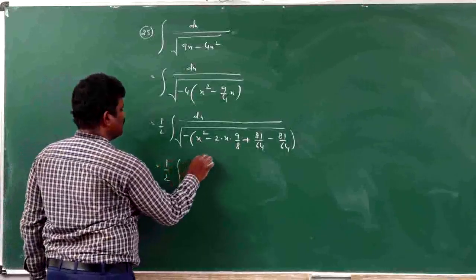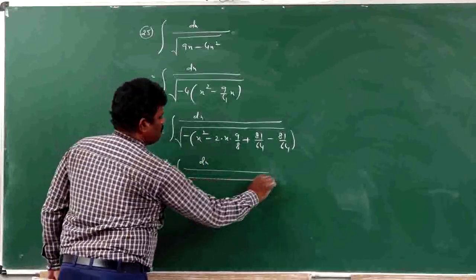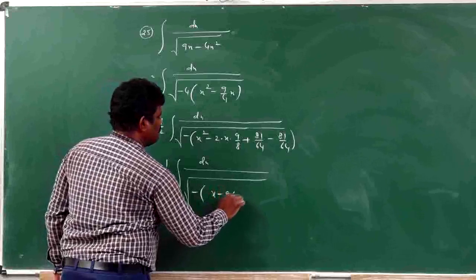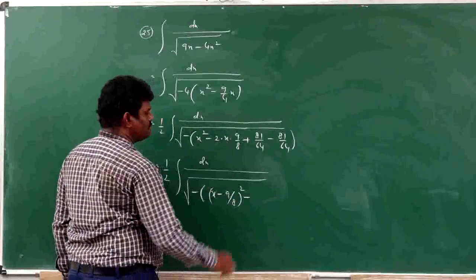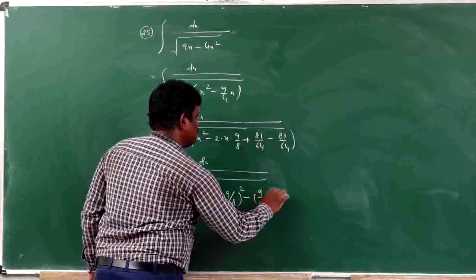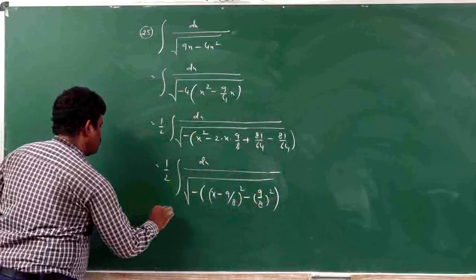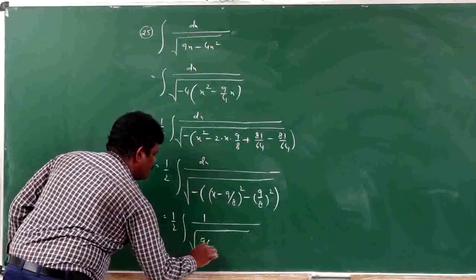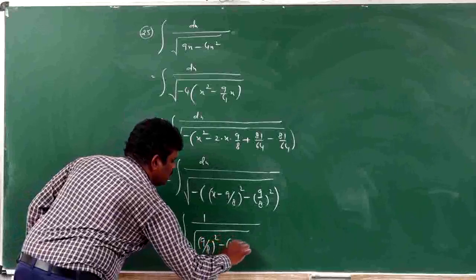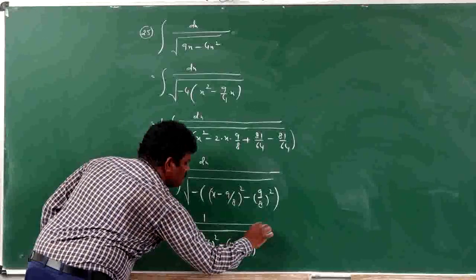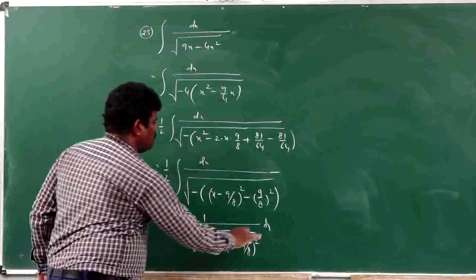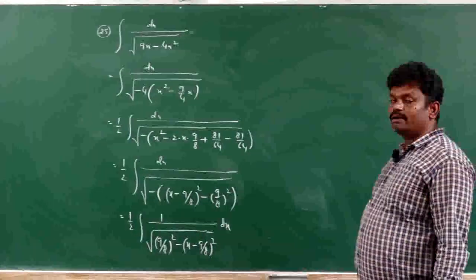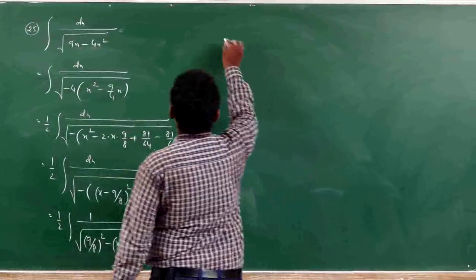So then this value is 1 by 2 integral dx by square root of minus half, x minus 9 by 8 whole square minus 9 by 8 whole square. Taking the common factor, it becomes 1 by 2 into integral 1 by square root of 9 by 8 whole square minus half x minus 9 by 8 whole square dx. Now, the formula is integral 1 by square root of a square minus x square.